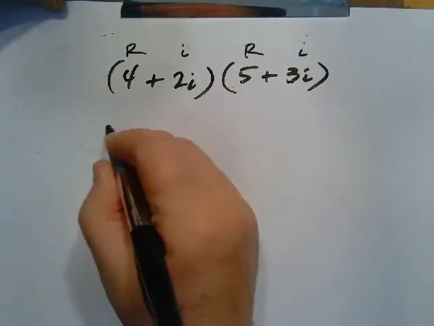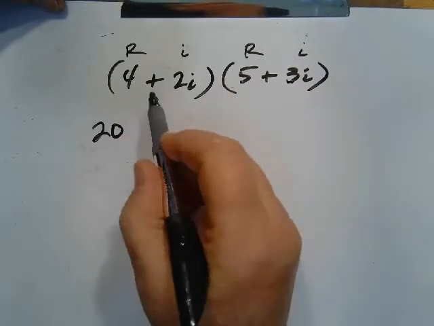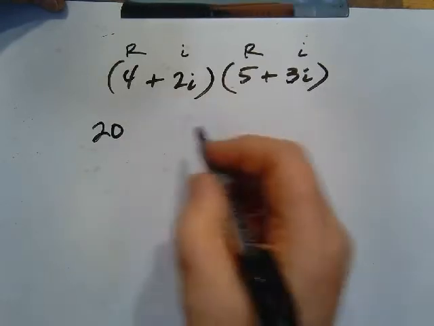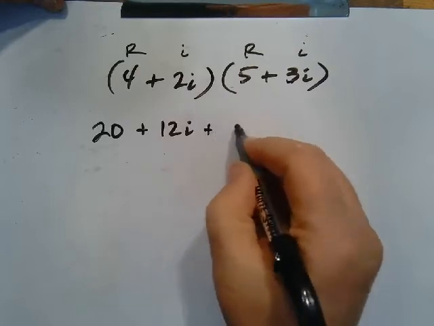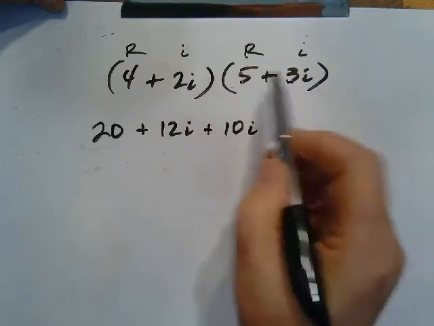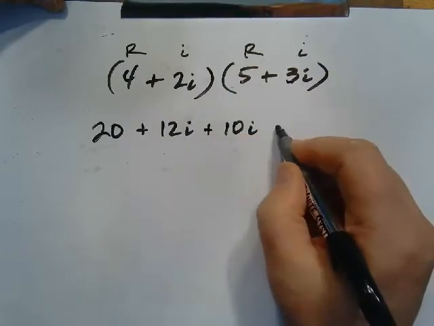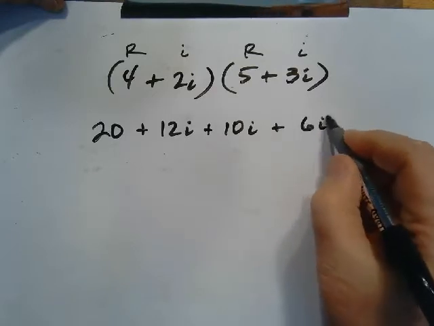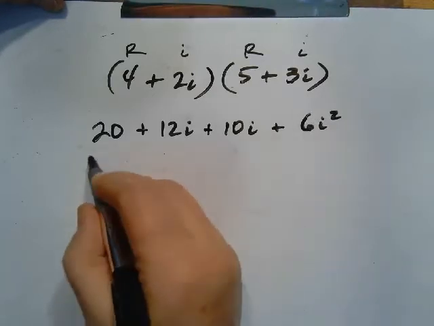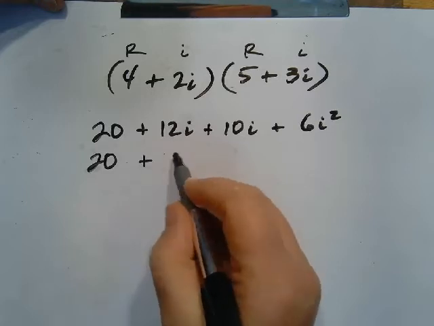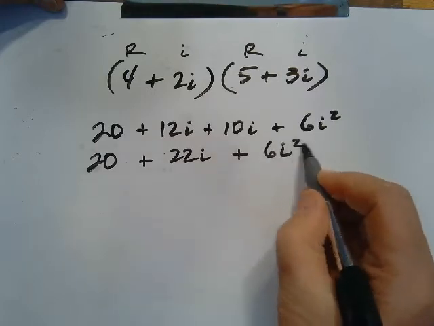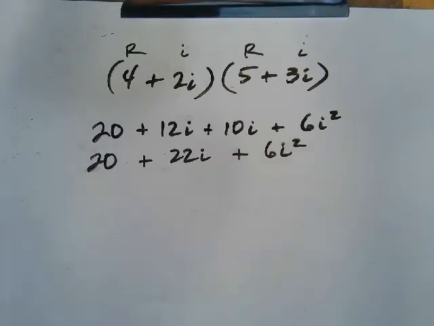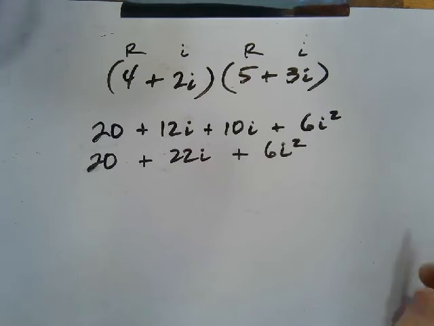So here we go. 4 times 5 is 20. Outer, 4 times 3i is 12i. 5 times 2i is 10i. And 3i times 2i gives us 6i squared. I can combine these middle terms here. This is 22i. And then there's this thing at the end called i squared. And we're going to need to talk about i squared. It's a big deal in these problems to understand.